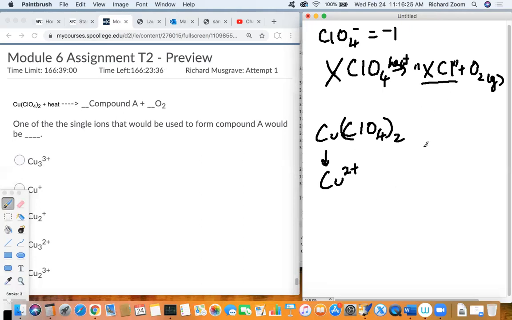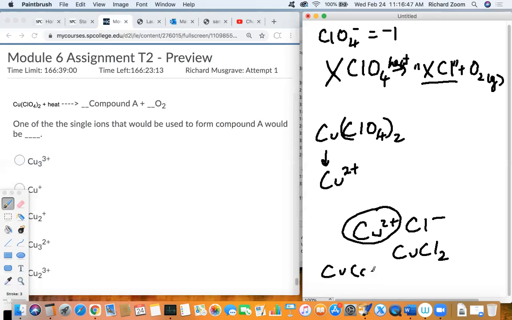So when coming up with the XCl, we know it's going to be a combination of Cu2+ and Cl-. The answer here, by the way, would be Cu2+ as the ion that it's looking for. But the compound would be CuCl2, because we need two chlorines to balance out the 2+ on the copper. And then you could balance it from there.